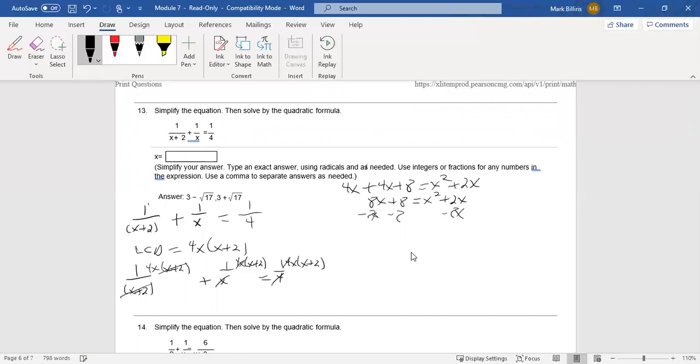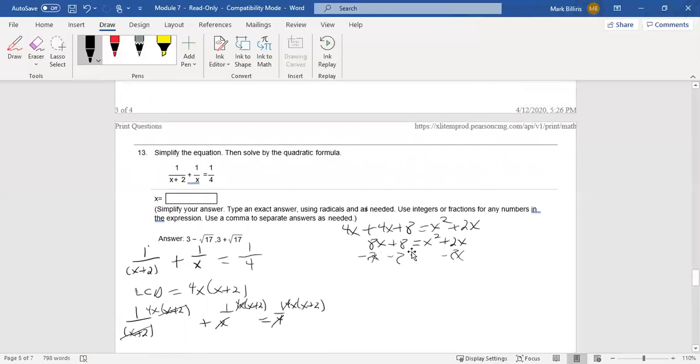So minus 8x and minus 8. So on the left-hand side, that leaves me 0, and that's what I want. And on the right-hand side, that leaves me x squared, and I have 2x minus 8x, which is minus 6x, and then I have a minus 8.